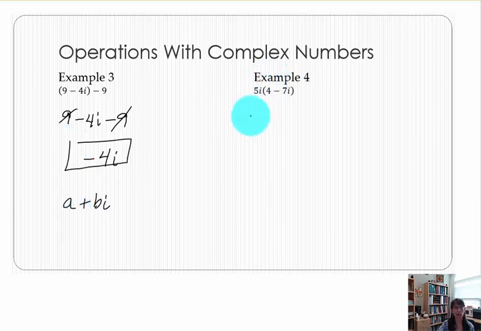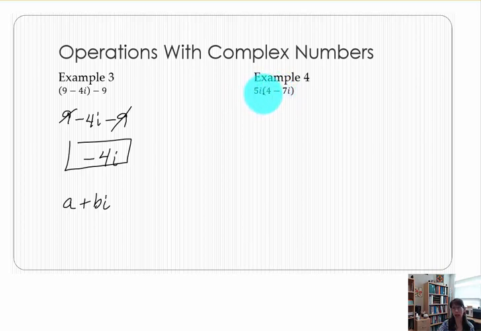In example 4, we have multiplication. 5i is connected to this quantity with multiplication because of the parentheses. There's no symbol in between 5i and that parenthesis set.